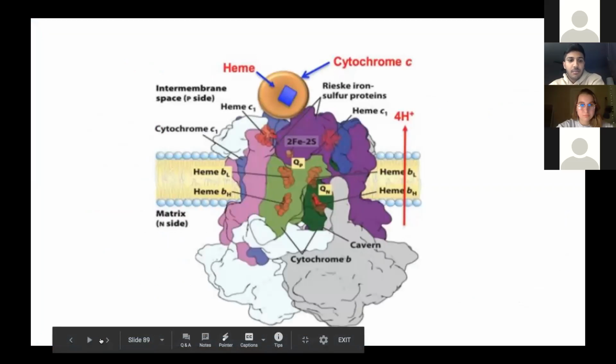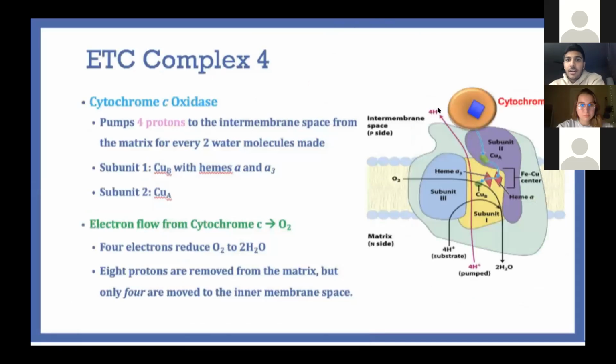Now for the last one, complex 4, you're going to deposit these electrons into complex 4, and you're pumping 4 protons into the intermembrane space again, for every 2 water molecules made. This is a little confusing in terms of the mechanism, but I'll briefly explain it. You have electrons from cytochrome C. They're going to deposit those electrons into something called copper A. This is a binuclear copper A, and it's in subunit 2. Once it donates to copper A, it's going to go to copper B in subunit 1. And this is heme A, and this is heme A3.